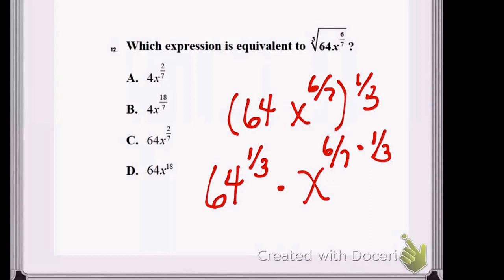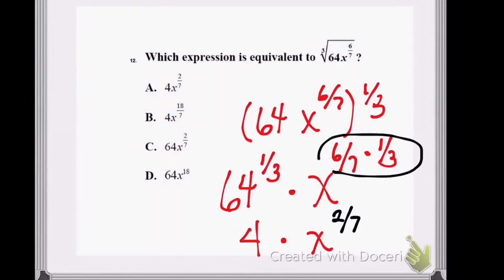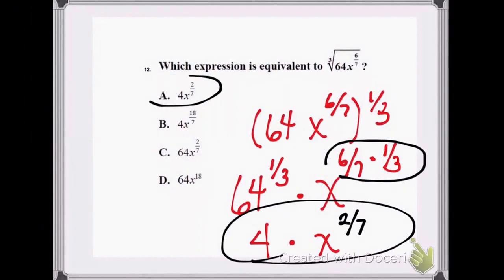So if I put 64 to the 1/3 power in my calculator, that tells me it's 4 times, I need to multiply my exponents. So I have 6/7 times 1/3, that would give me 2/7. So my answer would be A.